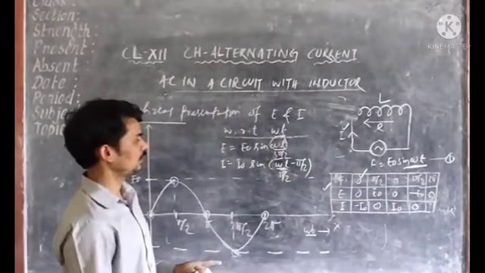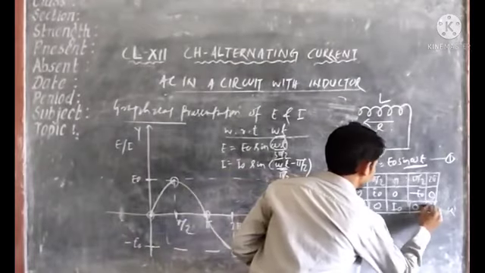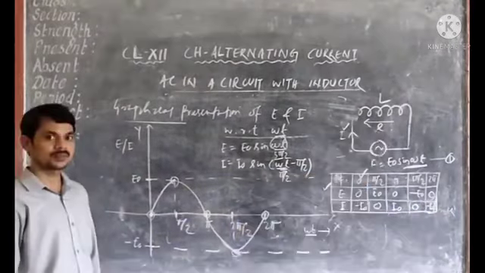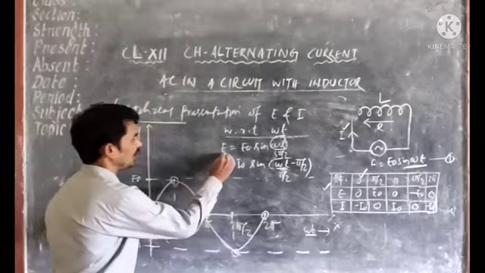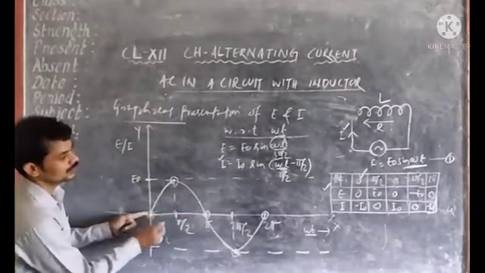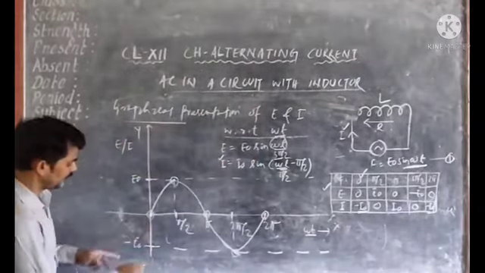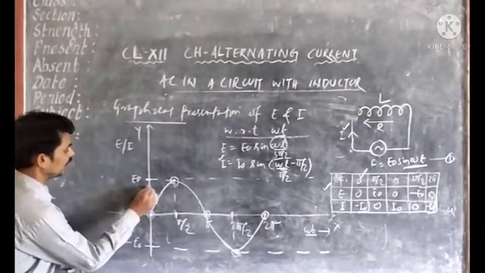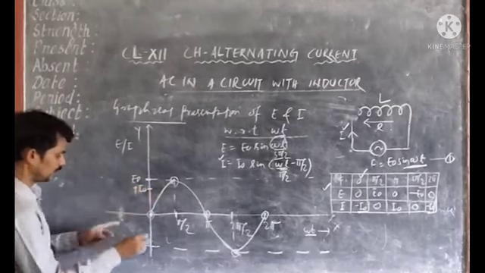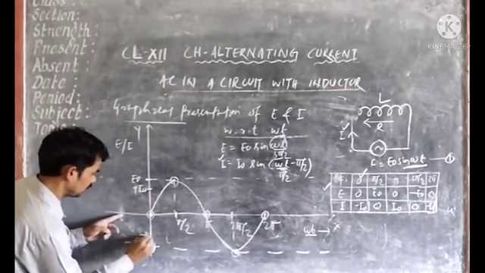Okay, and for 2 pi, that is going to be minus I naught again. So when you plot the graph of I, then first at 0 phase, the value of I is equal to minus I naught. It means if we take I naught, suppose here plus I naught and minus I naught to be here.